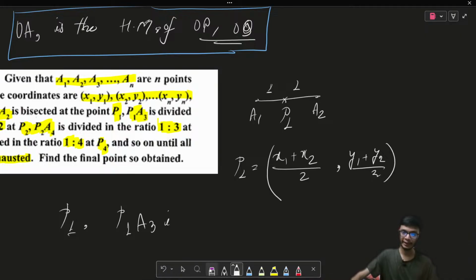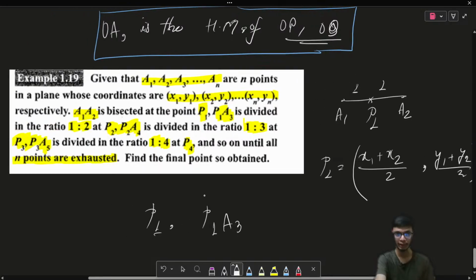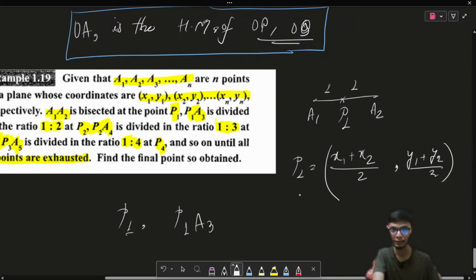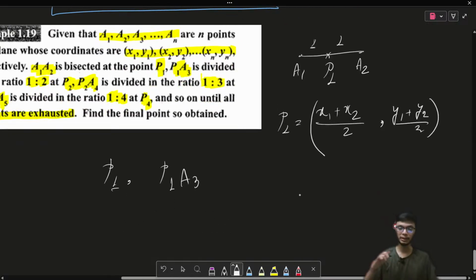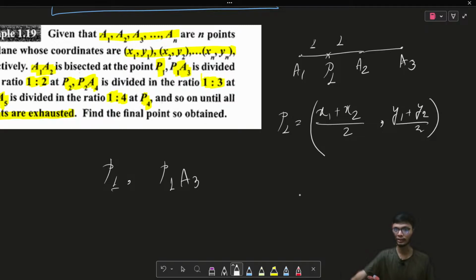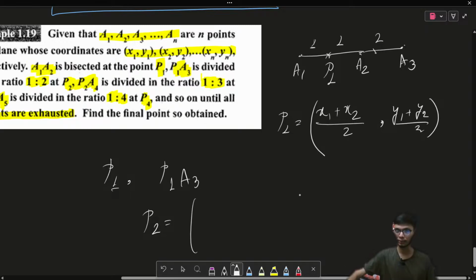And similarly, the line P1A3 is divided in the ratio 1:2, right? So from here I can utilize the coordinate of P2, the point P2 that divides P1A3 in the ratio 1:2. So we have A3 over here, and P1A3 is divided in the ratio 1:2 by point P2. Therefore, I can obtain the coordinate of P2 as follows.